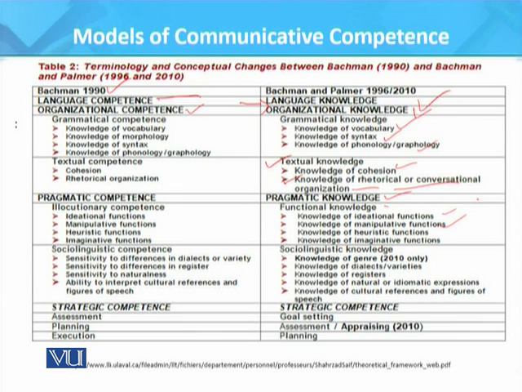Then we have knowledge of heuristic function, which has to do with how one extends his or her knowledge to the people around him or her. Then you have knowledge of imaginative functions. Basically, this deals with the creation of language use based on your imagination or imaginary world, or extending the world around us for humorous or aesthetic purposes. The examples, according to Bachman, include jokes, the use of figurative language, and poetry. Then we have sociolinguistic knowledge of genres, dialects, registers, natural or idiomatic expressions, and cultural references.